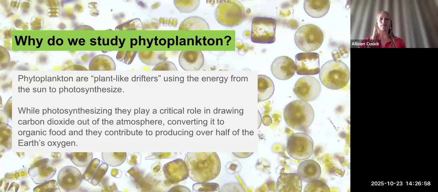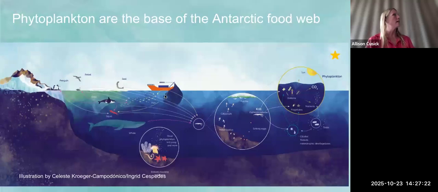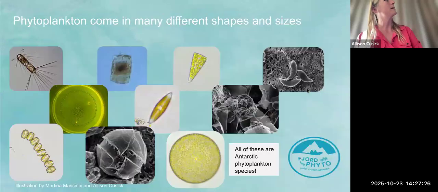And why do we study phytoplankton? Of course, even though there's no biologists, I know we all know that phytoplankton play a critical role in drawing carbon dioxide out of the atmosphere. They're the base of the food web. They're converting the organic food for krill and copepods and amphipods, and they contribute to producing over half of Earth's oxygen, which fluctuates.